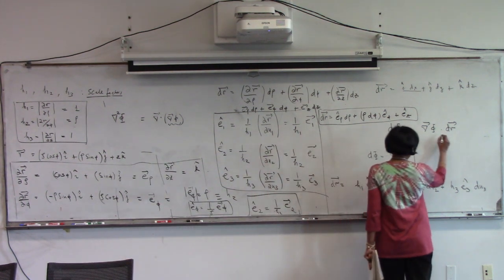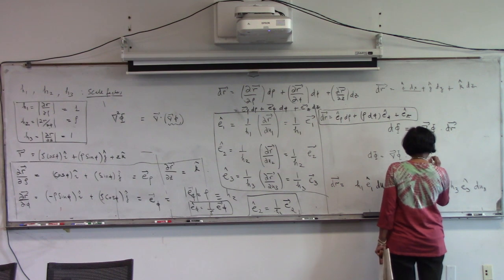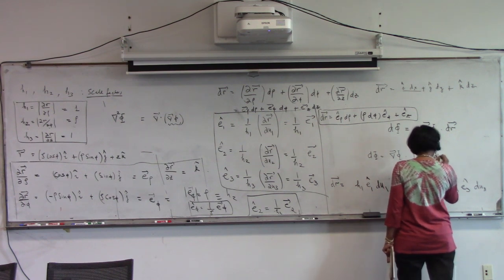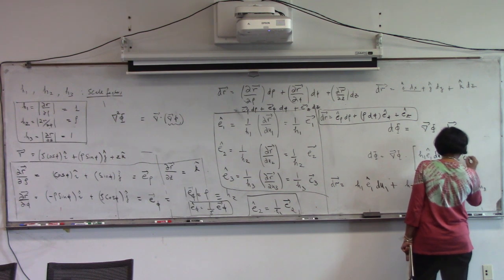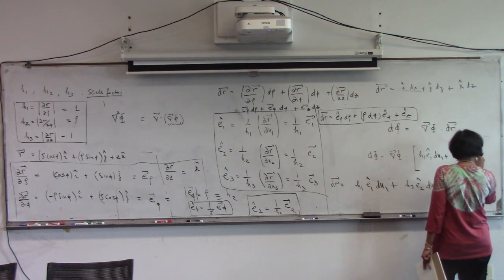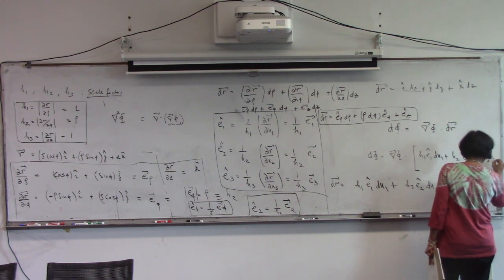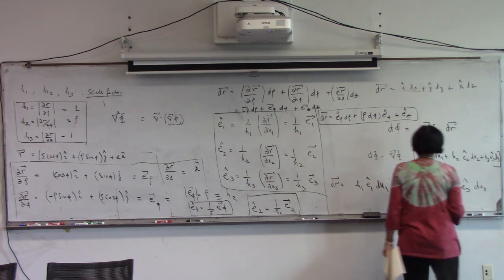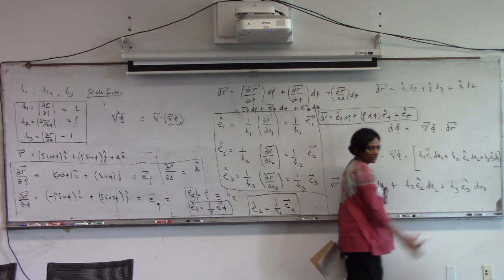So I'm trying to write this: H1 E1 hat du1, plus H2 E2 hat du2, plus H3 E3 hat du3. I'll just substitute for the dr vector here.